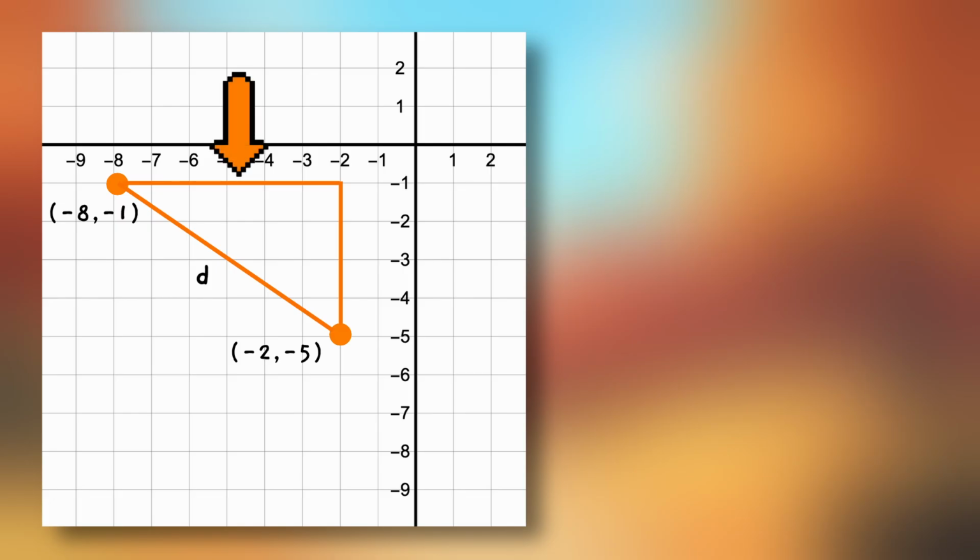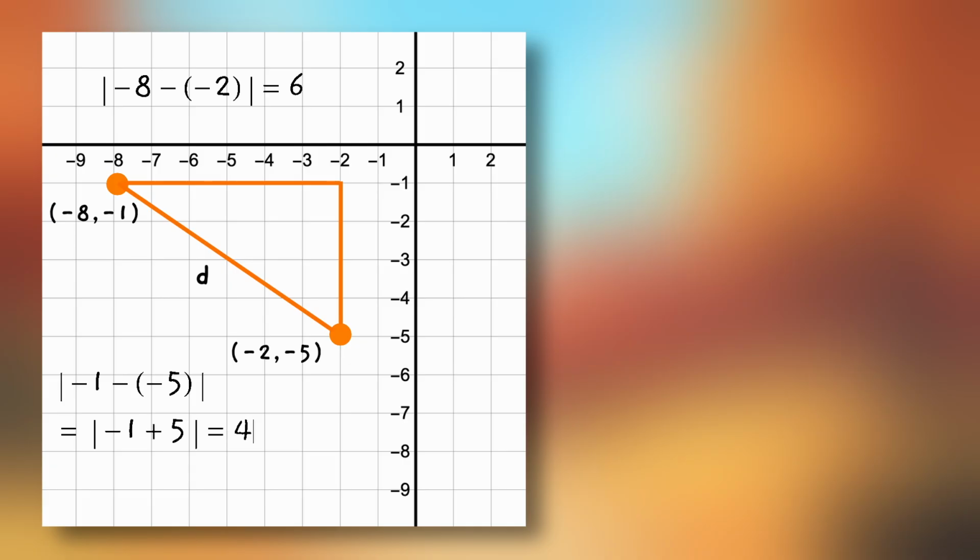So this leg here on the x-axis, the length of that is the absolute value of -8 minus -2. Lots of negatives here. -8 minus -2 is -8 plus 2, -6, or 6. And for the segment along the y-axis, the length of that is the absolute value of -1 minus -5, which is equal to -1 plus 5, which is equal to 4. The length of this leg is 6, the length of this leg is 4, and what we're wanting to find is the length of the hypotenuse, d.